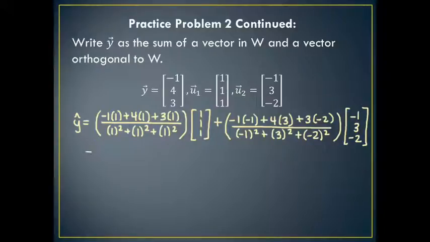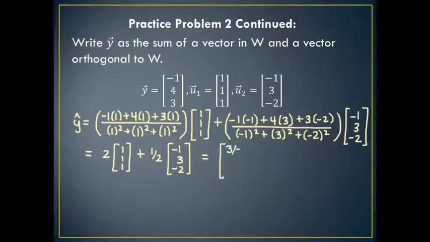So now let's calculate it. So we get 2 times the vector u1 plus 1/2 times the vector u2, and that equals 3/2, 7/2, 1. So there is our y hat. That is in W, and it's the orthogonal projection of y onto W. So that's actually sitting in the subspace W as the shadow underneath the vector y.